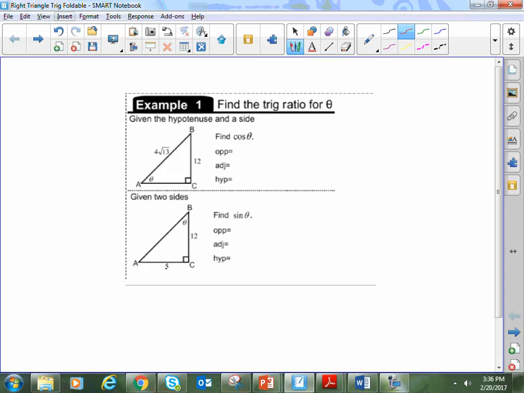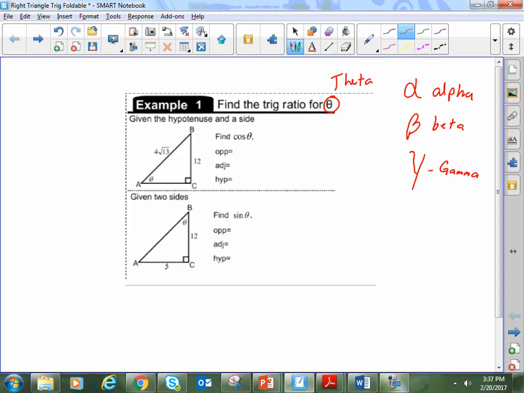So in example 1, we're asked to find the trig ratio for an angle theta. Remember, this symbol is a Greek letter, kind of like pi is a Greek letter, called theta. That's not the only symbol that we use. We often use alpha to represent an angle. We would use beta often to represent an angle. And this y-looking one here is gamma. Those are common Greek letters that are used to represent an angle that you're talking about. Theta happens to be the most common one, but those are not the only ones that you will see.